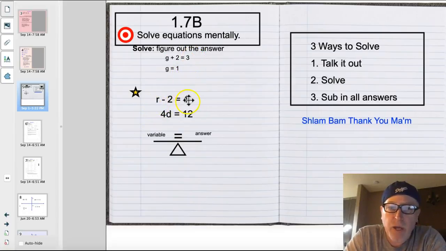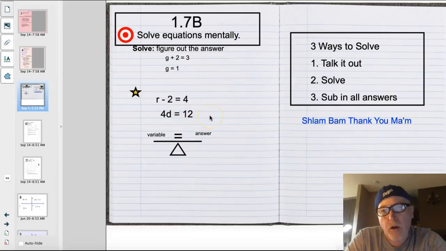A couple others. r minus 2 is 4. Well, you can kind of think about that, turn it around backwards. If something minus 2 is 4, then 4 plus 2 equals that number. So 4 plus 2 is 6, so 6 minus 2 equals 4. A little strategy, I worked it out, I solved it that way. 4d equals 12. Well, let's think about that. So 4 times something is 12. Well, that could be 4 times 3 is 12. I know that's a basic fact.